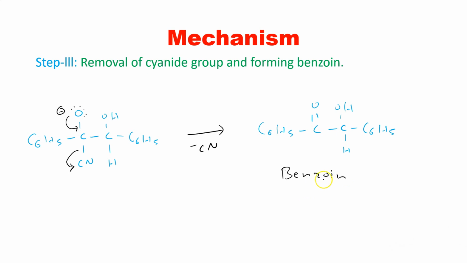That is why it is said to be a benzoin condensation. 2 moles of benzaldehyde react in the presence of potassium cyanide or sodium cyanide in an aqueous alcoholic medium, and we get benzoin, and it is generally called an alpha hydroxy ketone.